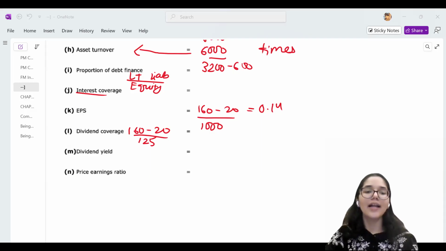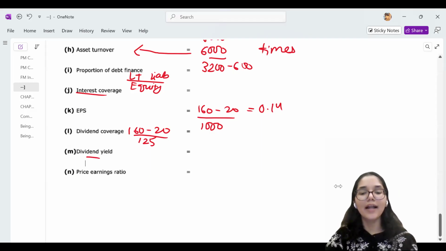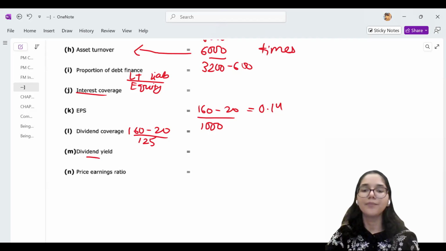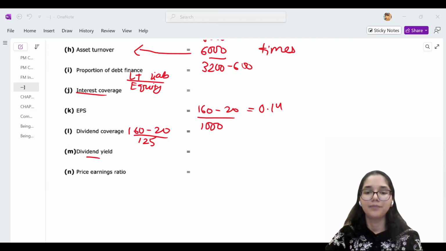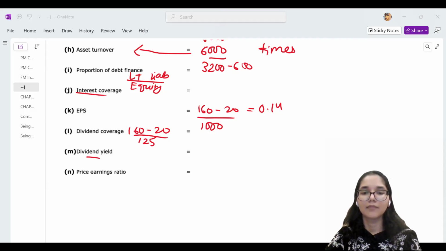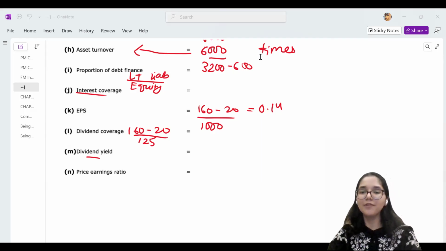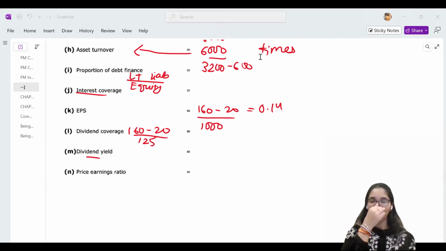Lastly, you're supposed to calculate the dividend yield. How do you calculate the dividend yield, guys? What's the formula that you've just learned? I hope you people were making your notes.